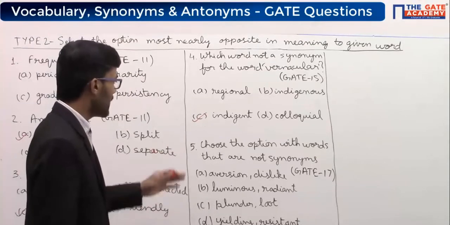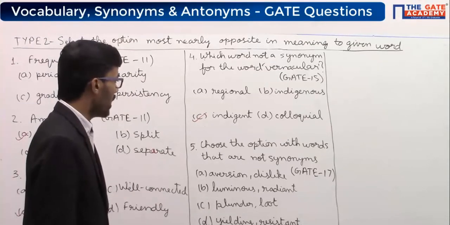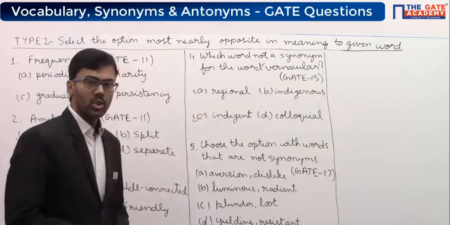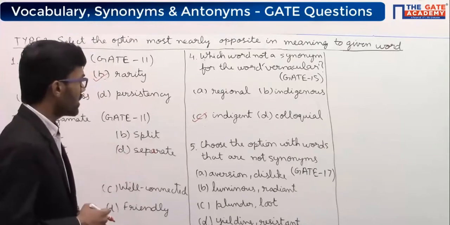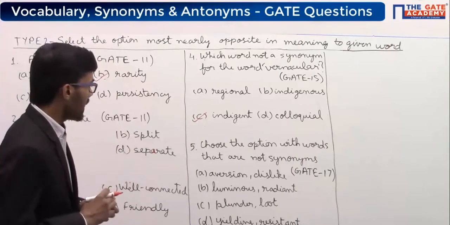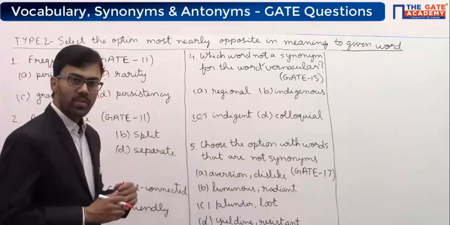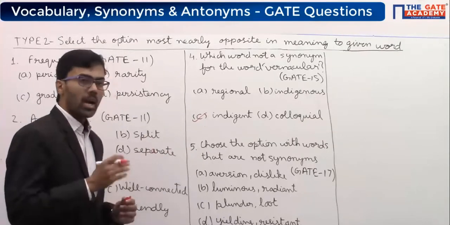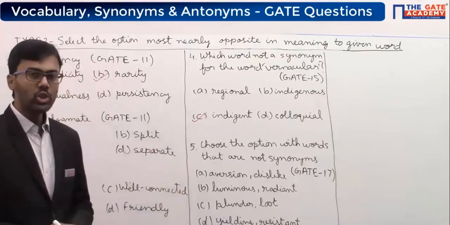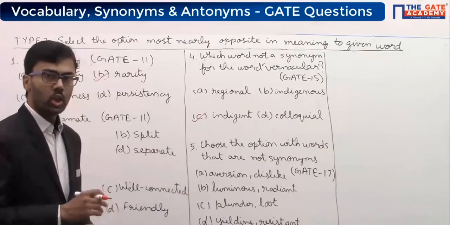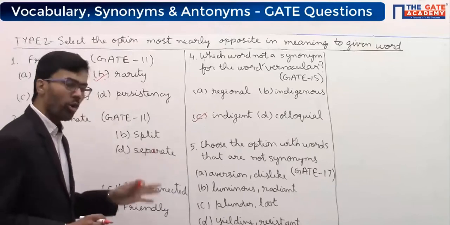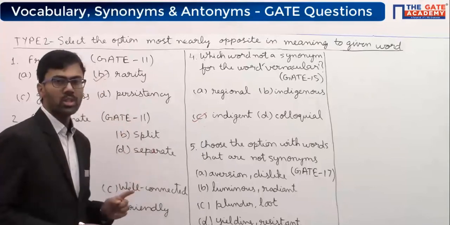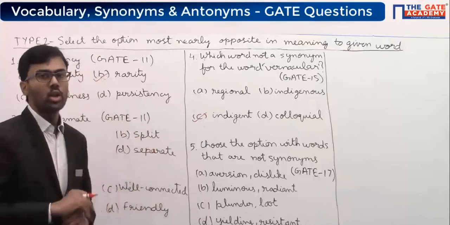The question says, choose the option with words that are not synonyms. This appeared in GATE 2017. So what does this question ask us? We have to choose the option where the two words are not synonyms. In each of these options, there are two words given, and three of the options would have words which are synonyms, and only one option will have two words which are not synonyms of each other.